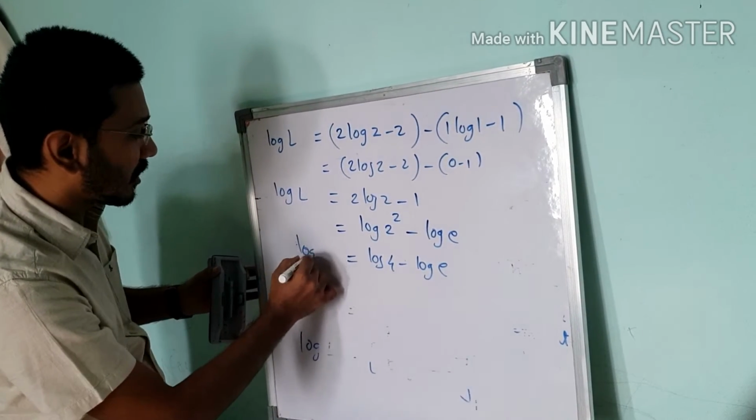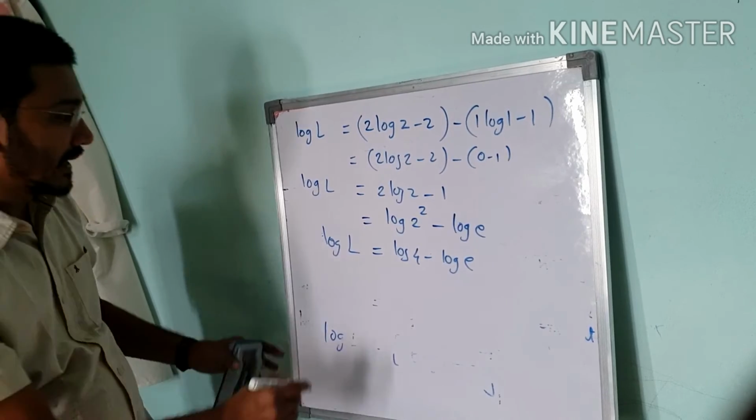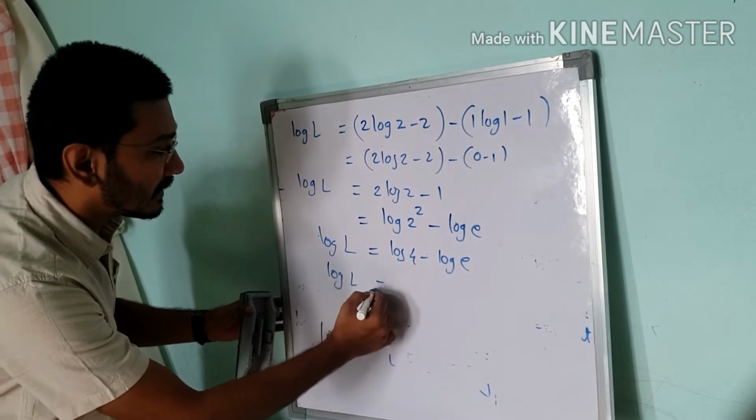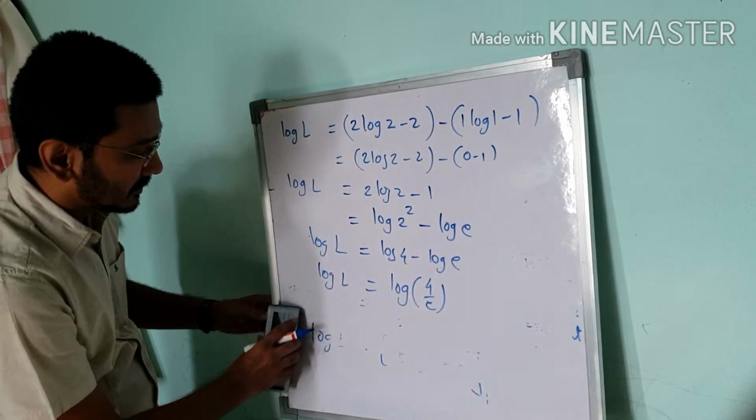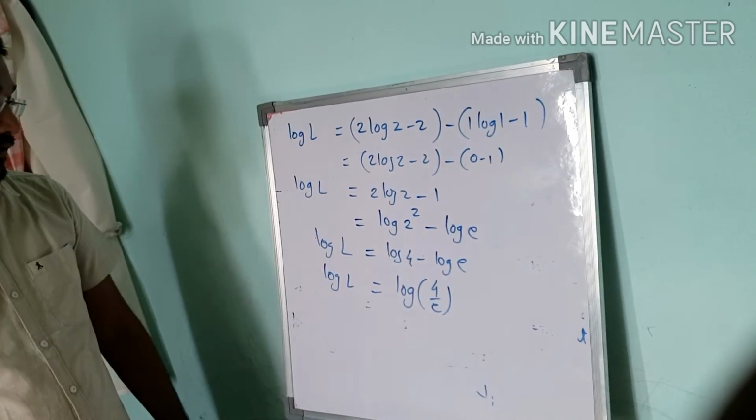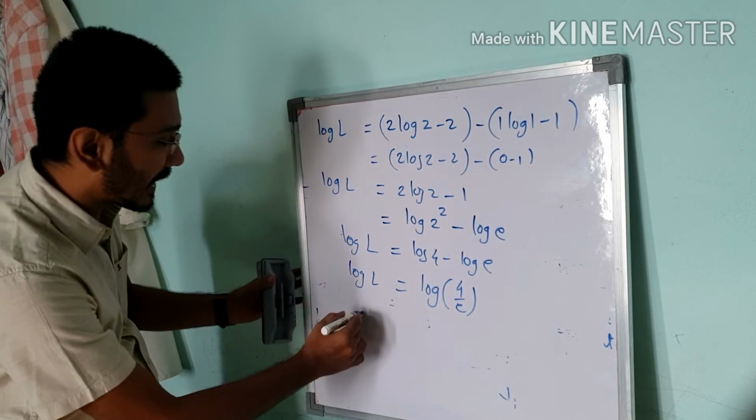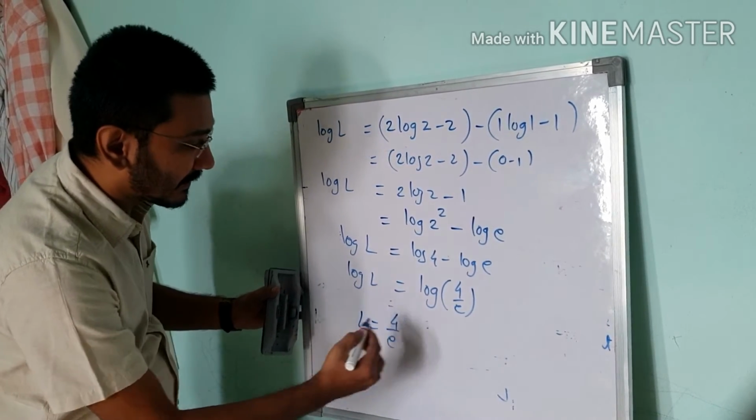Doing so will help me write this as log 4 minus log e. So I am getting log L equal to log 4 minus log e, and log L is now log of 4 by e. So see, therefore L is 4 by e.